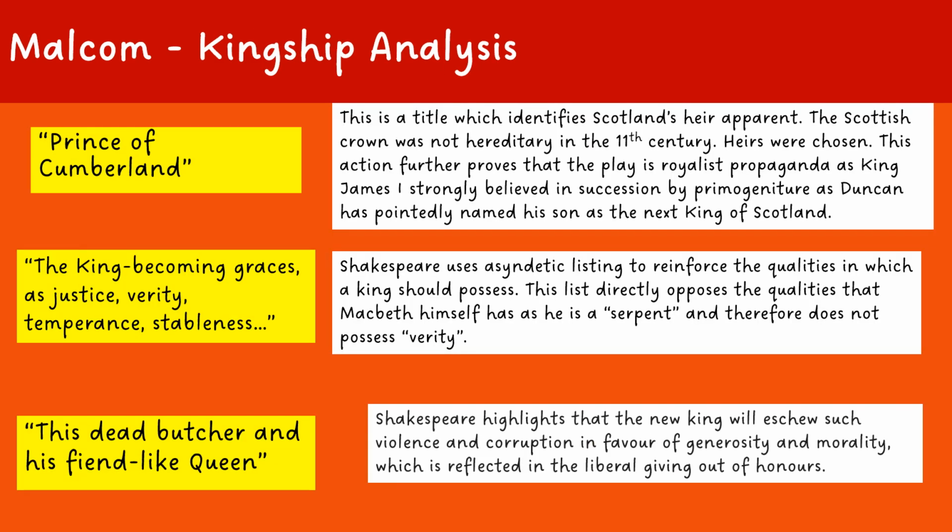Let's look at some key quotations for Malcolm, okay, and how he links to the theme of kingship. So the first one we're going to look at is from Act 1, Scene 4, okay, and this is the moment that King Duncan announces to his thanes that Malcolm is to be the Prince of Cumberland, okay. So after the loyalty shown by Macbeth in the battle between the Norwegians, the traitorous Scotsman and the loyal Scotsman, okay, and this title is what identifies Scotland's heir.